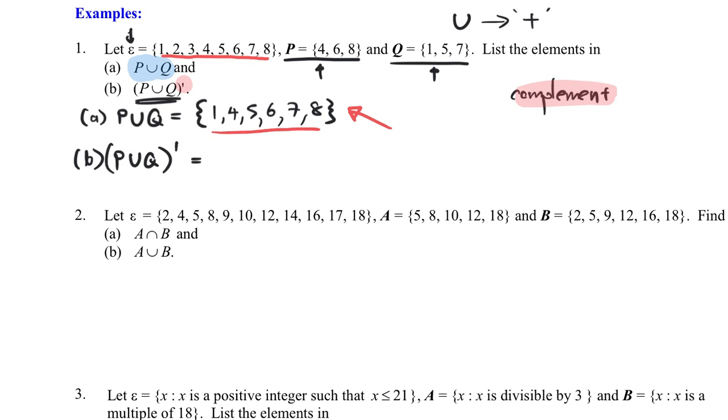So if I use my highlighter, I see that 2 doesn't appear in P union Q, neither does 3, but 4, 5, 6, 7, 8 all appear. So P union Q complement consists of only the elements 2 and 3. And notice that P union Q added to P union Q complement actually gives us the whole universal set.